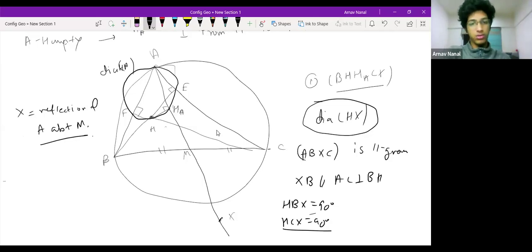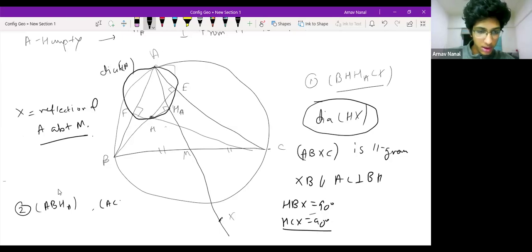Okay, so let's move ahead. Maybe we can do one more property in this diagram. So we have the second property: the circles ABHA and ACHA are tangent to BC.